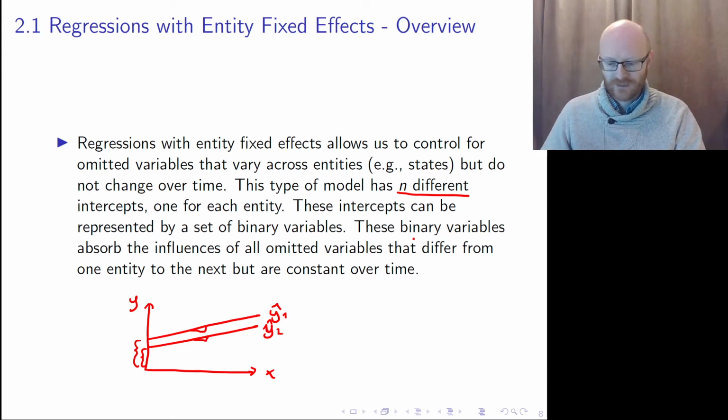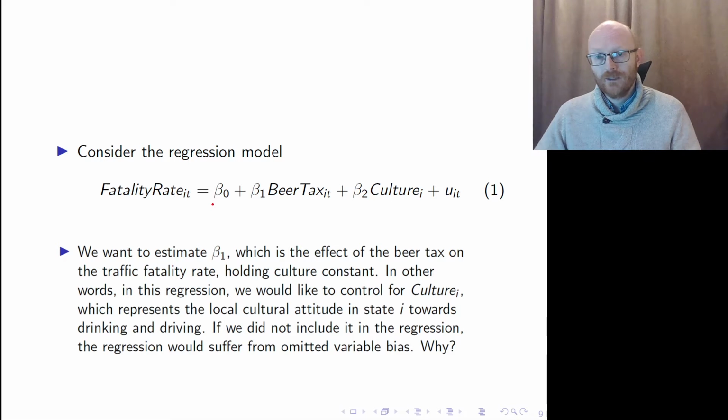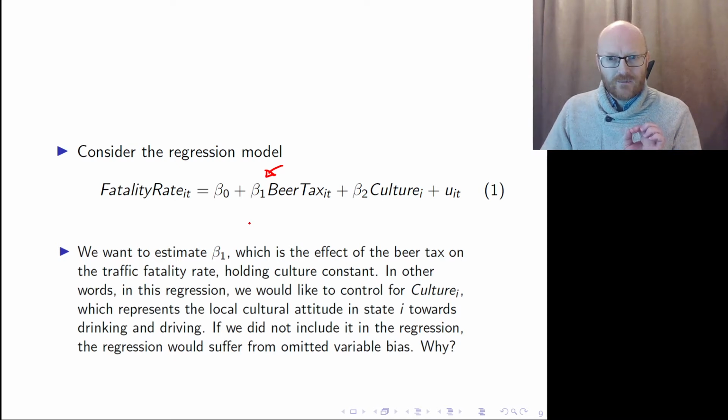These binary variables absorb all the influence which differs among entities but is constant over time. So, if we have this regression model, then we have the fatality rate, explained by a population intercept, plus the effect of beer taxes, a change of $1 in beer tax on fatality rate, plus the effect of culture, 1 unit of culture change on fatality rate. Because we want the causal effect of a change in beer tax on the fatality rate, we would like to estimate beta 1 as closely as possible, controlling for other variables.